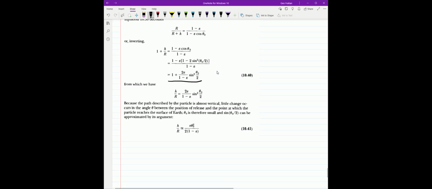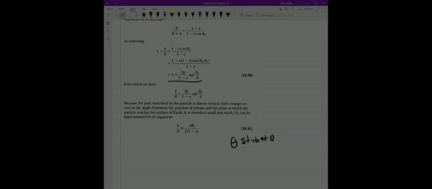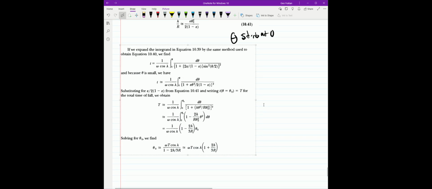And then because the path described by the particle is almost vertical, that tells us a little change occurs at the angle theta between the position of the release and the point at which the particle reaches the Earth's surface. In other words, theta naught is therefore small, because remember, we're saying theta starts at 0, and therefore sine of theta over 2 can be approximated with an expansion. And then we can expand in the integrand, plugging in, remember, our angular momentum equation, and getting t equals 1 over omega cosine lambda, integral from 0 to theta, d theta, our expression over here. And because theta is small, we can simplify this again as we did over here.